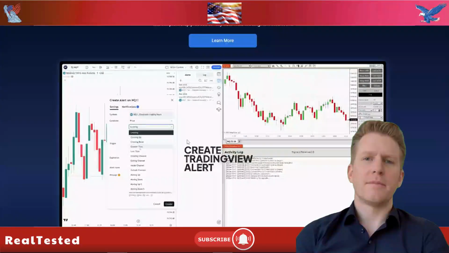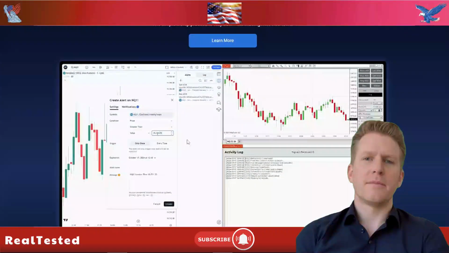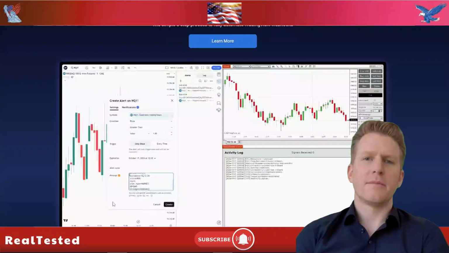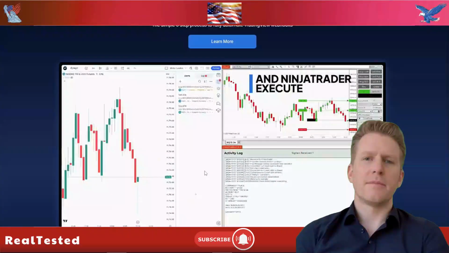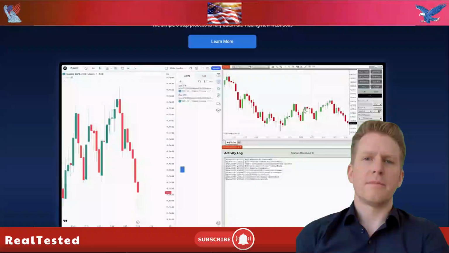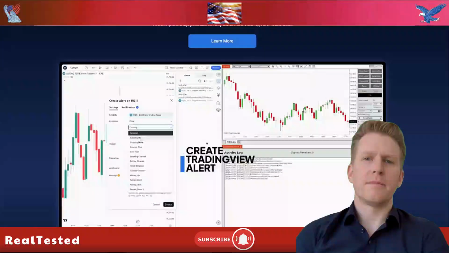CrossTrade is famous for its speed, boasting an average execution time of around 34 milliseconds. This is vital for scalping or high-frequency trading where every millisecond counts. Because let's be honest, in this game, if you're not first, you're just a donation to the market.